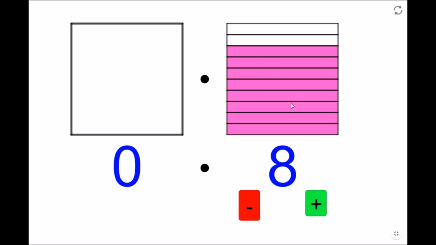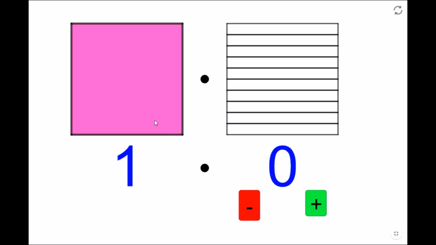And now 8 are shaded, and 2 are not shaded, which means 8 out of 10 is shaded, which means it is 0.8. And now 9 is shaded. 9 are shaded, which means it's 0.9. Now the whole square is shaded, which means it's 1.0 because here the whole square is shaded.